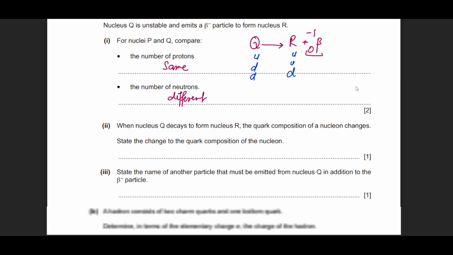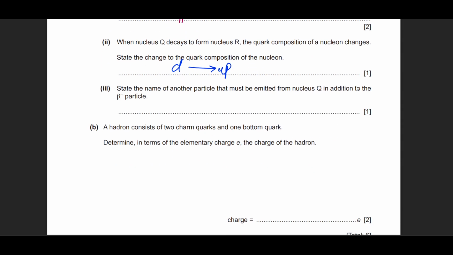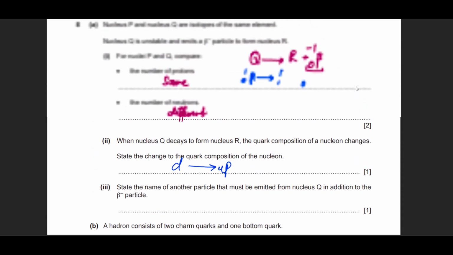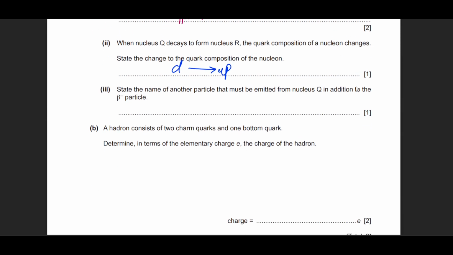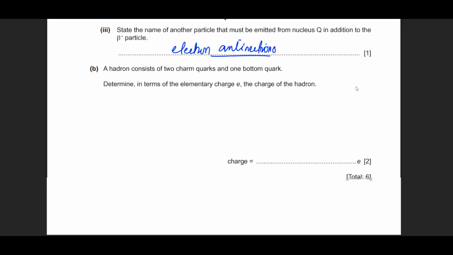So what has happened in the quark composition? One down has changed into up. Okay. And then we have what is going to be extra with the beta particle. We know neutrinos are extra. So an electron anti-neutrino will be ejected with the beta particle, beta radiation.